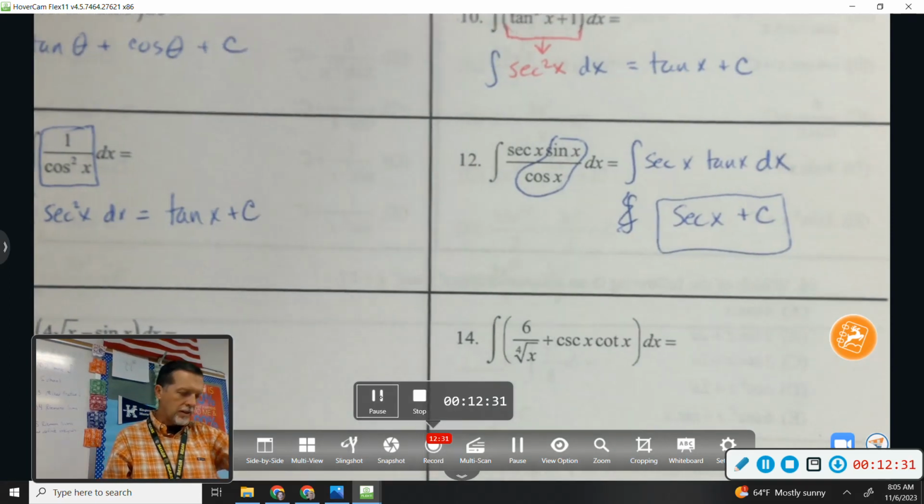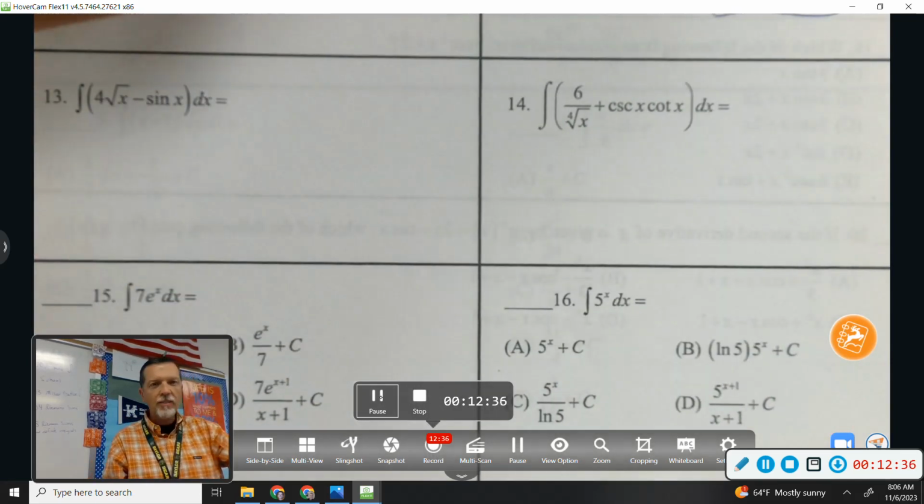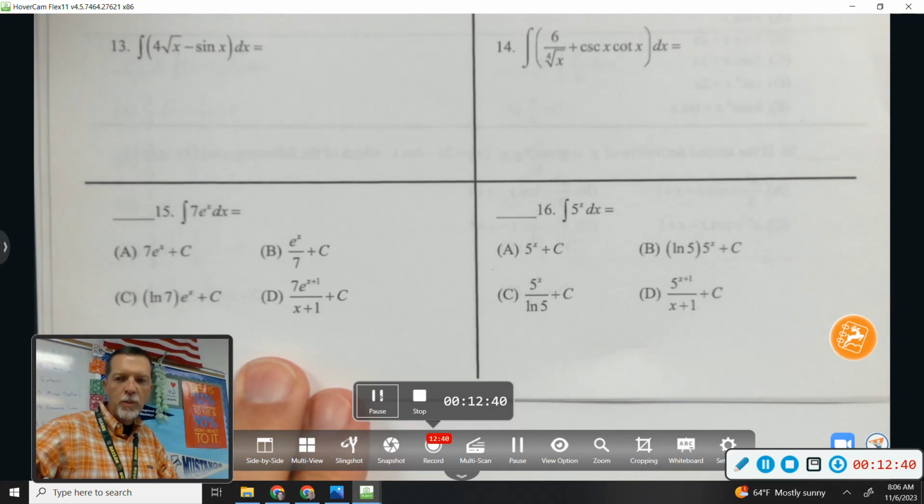Yeah, we're good on time. 13 through 16, and then I'll be done. So we'll have half the worksheet done before you leave today. So knock out 13 through 16, and we'll pull popsicle sticks for those.